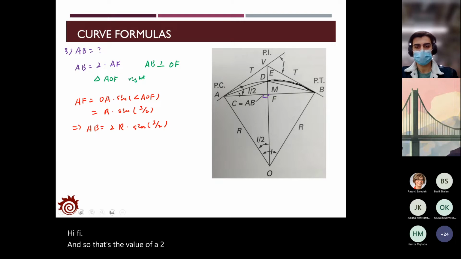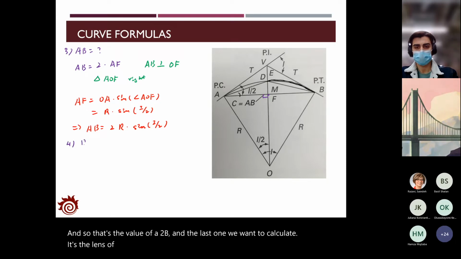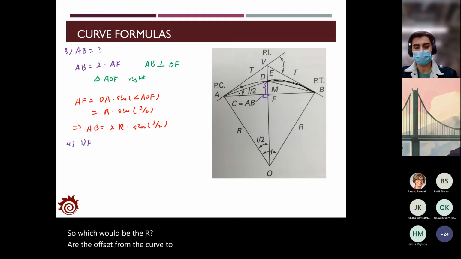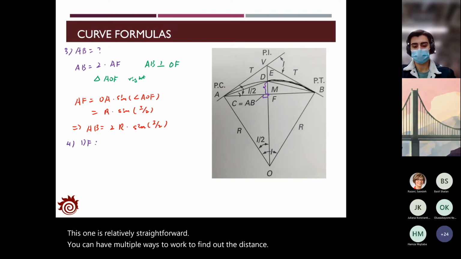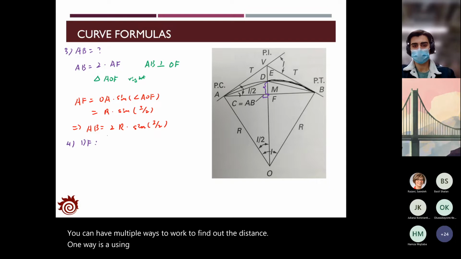And the last one we want to calculate is the length of D to F, which would be the offset from the curve to the chord. This one is relatively straightforward. You can have multiple ways to find out the distance. One way is using the triangle ADF.